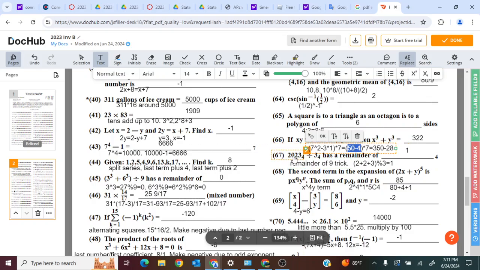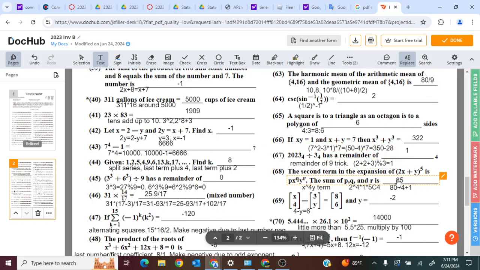Okay, 23 in base 4 divided by 3 has a remainder of what? This is your remainder of 9 trick, because 3 is 1 less than the base. So you add up all the digits and take the remainder when that's divided by 3. So in this case, 2 plus 2 plus 3 mod 3 is 1.